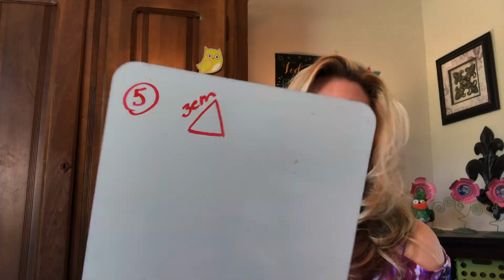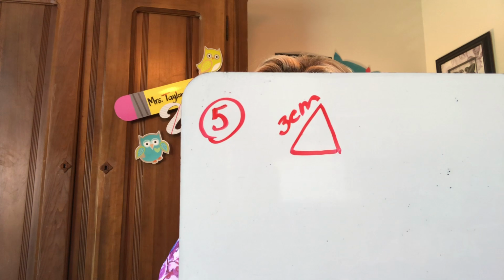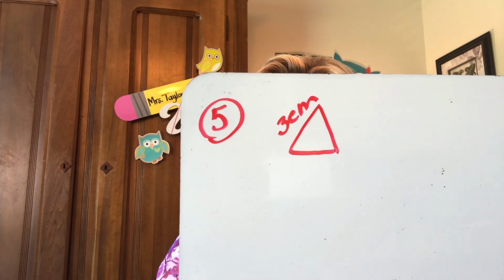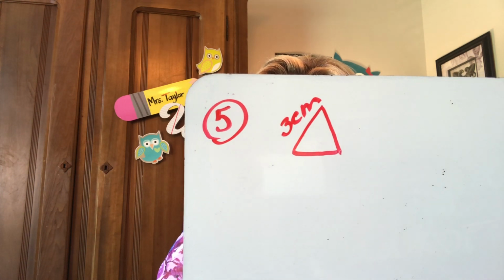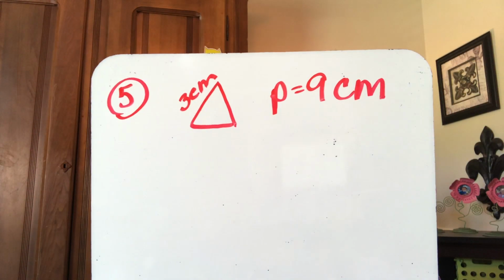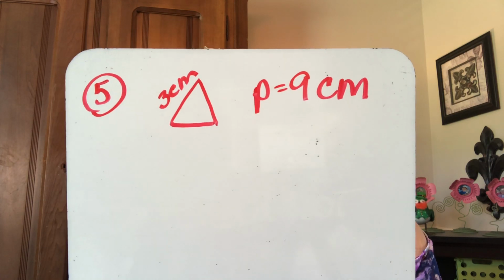All right, so I have 3 centimeters on one side is what it tells me. If I have an equilateral triangle, that means all sides are equal, and they give me the measurement of just one. They want to know what the perimeter is in centimeters. So 3 plus 3 plus 3, or 3 times 3 is 9 centimeters. So I would know that the perimeter of that equilateral triangle is 9 centimeters.